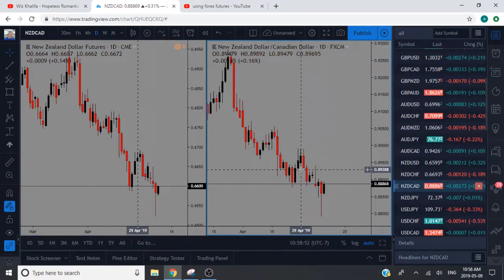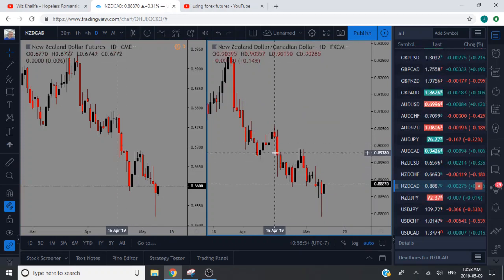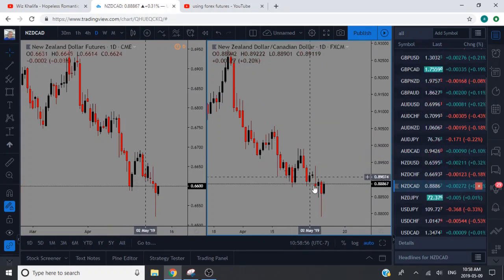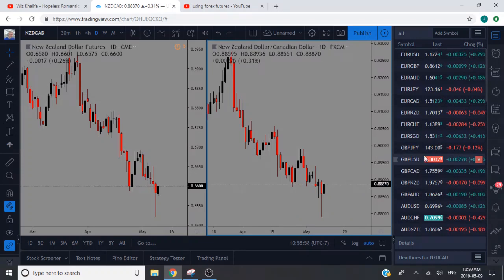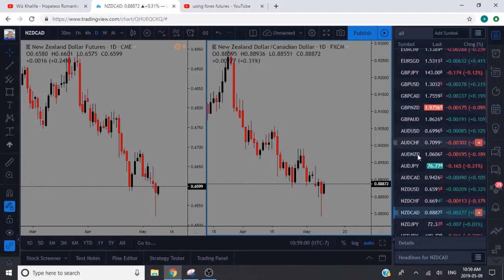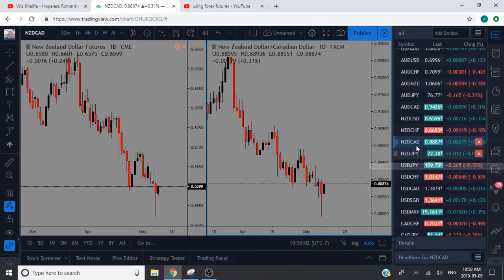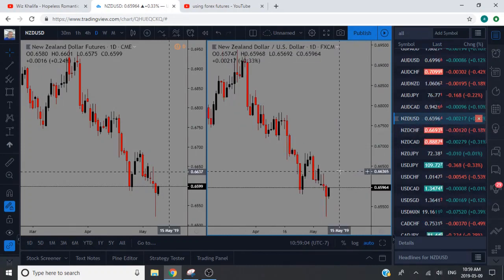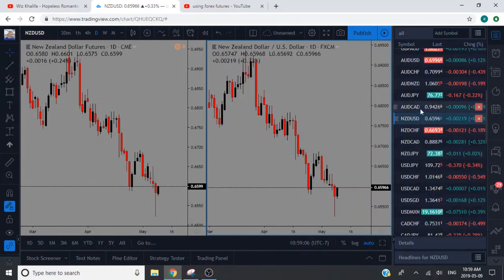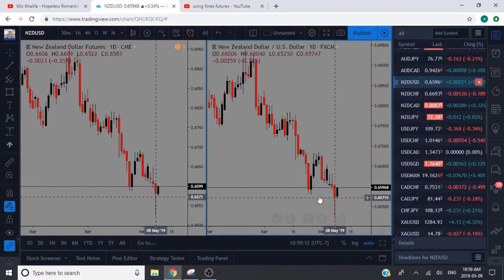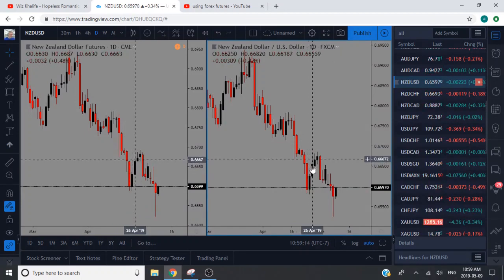Let's see. There was no real drop, base, drop on the New Zealand CAD, but there's probably one on the New Zealand USD, which is one of the majors. Aha. So there you go. If you want to try timing it up with all the USD pairs, New Zealand, that's where you're going to get the best value. But we didn't even do the US dollar. We should do the US dollar next.